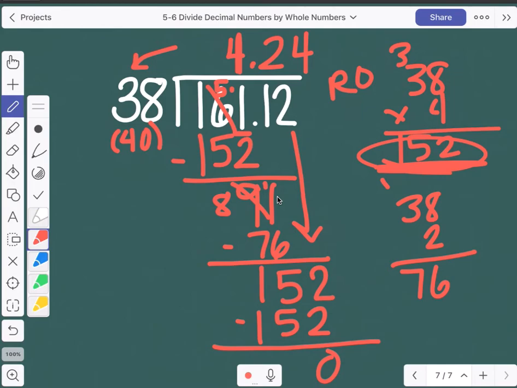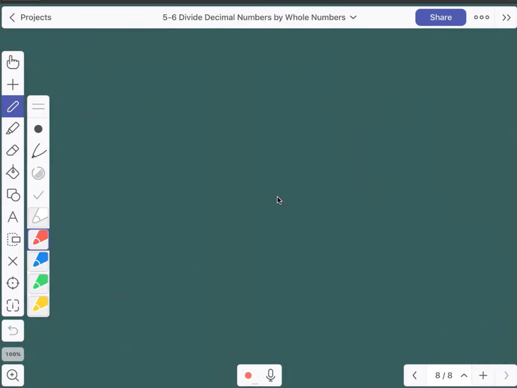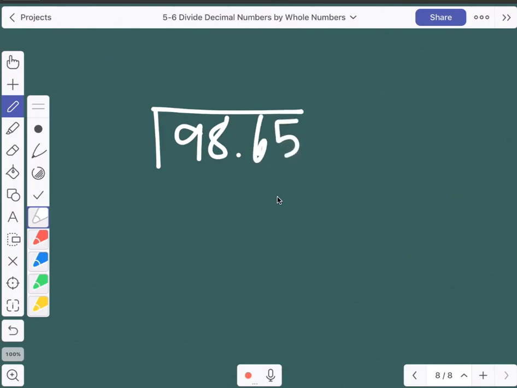I know we've done some of it already today, and we'll do more tomorrow. So off you go. I'm going to give you one to practice while you are at home. Oopsie. I would like for you to do, let's see, 98 and 65 hundredths divided by 5. I'll give you a nice easy single digit.